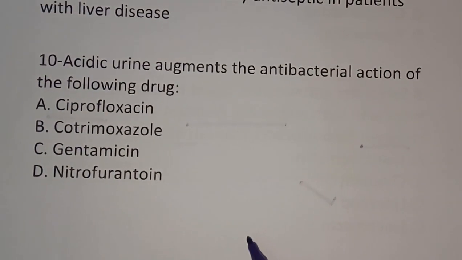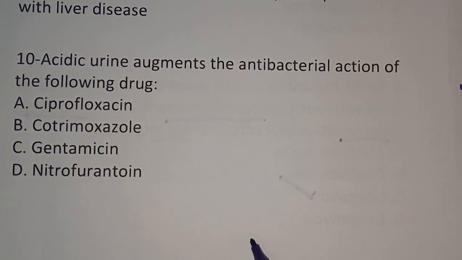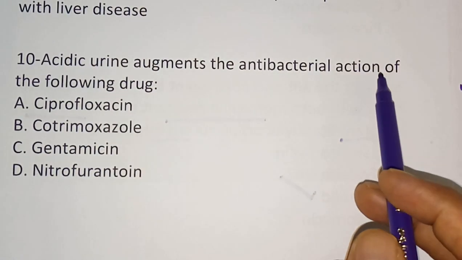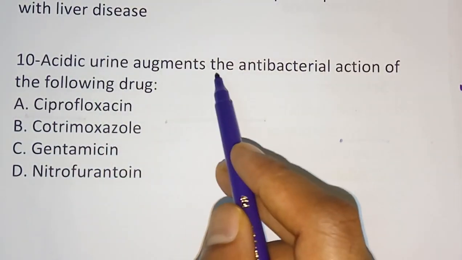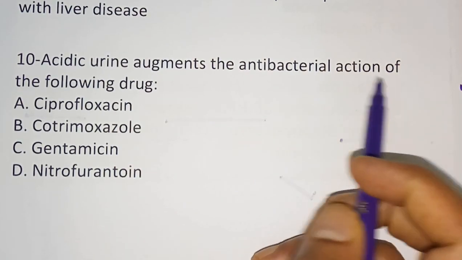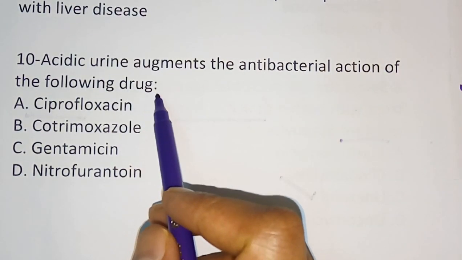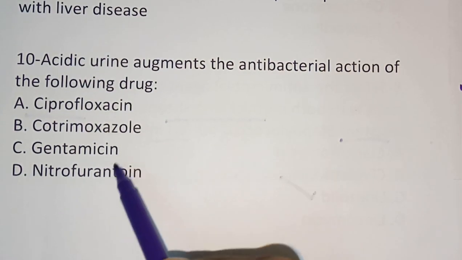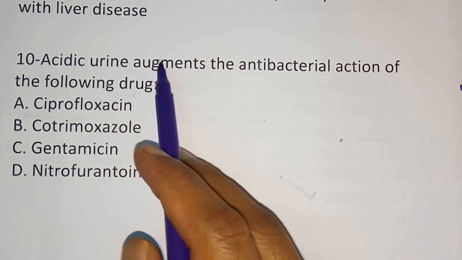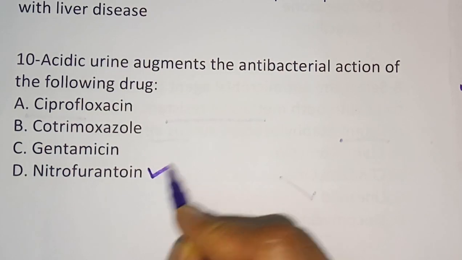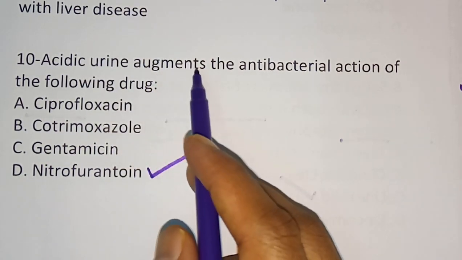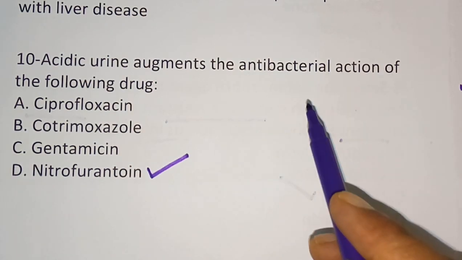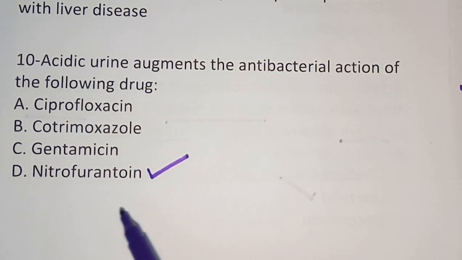Now the 10th question. Acidic urine augments the antibacterial action of the following drug. Options are ciprofloxacin, option B cotrimoxazole, option C gentamicin, option D nitrofurantoin. The correct answer for this question is nitrofurantoin. Acidic urine augments the antibacterial action of nitrofurantoin.